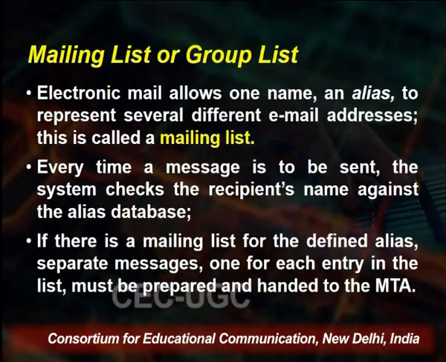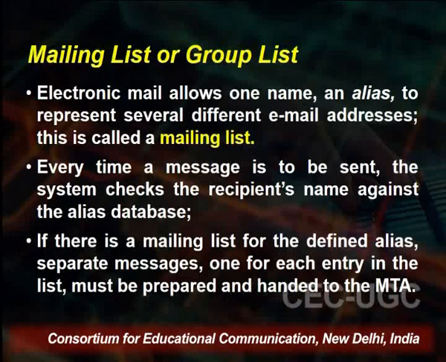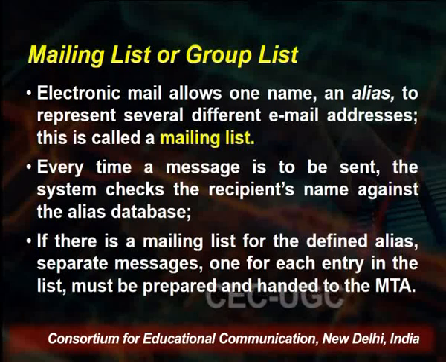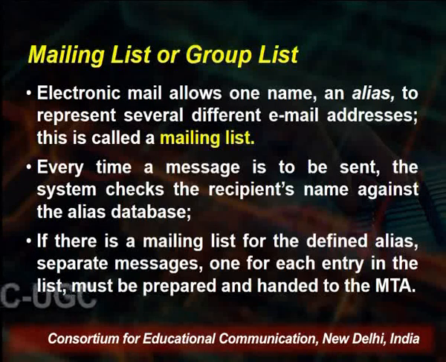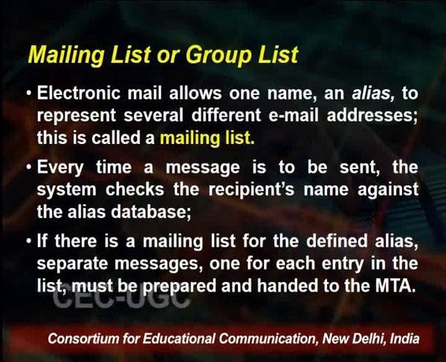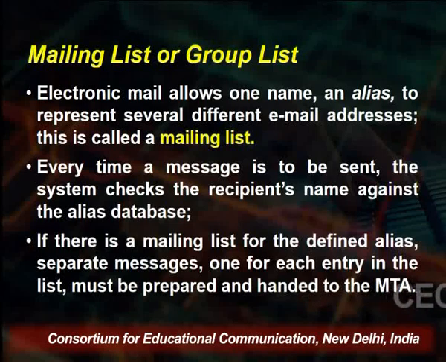So, mailing lists, or what we call group lists, can also be prepared. You can create an alias and several different email addresses can be clubbed using the mailing list. Then the message will go to a number of recipients. In this case, for the defined alias, separate messages, one for each entry in the list, have to be prepared and handed to the MTA. So the message transfer agent will send all the messages separately. If you have 100 addresses in the mailing list, the message transfer agent has to handle each of them separately.